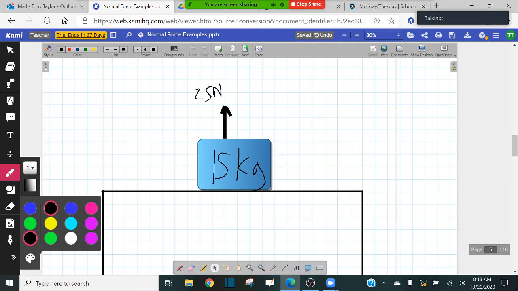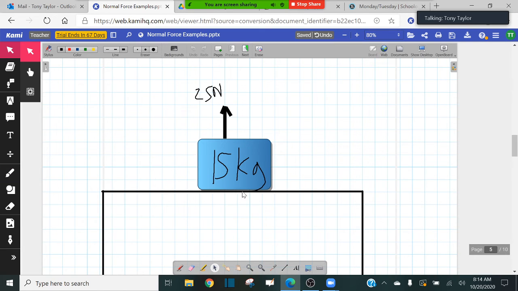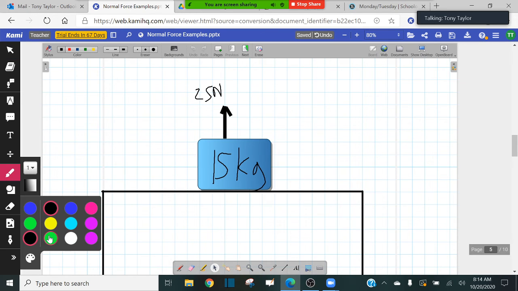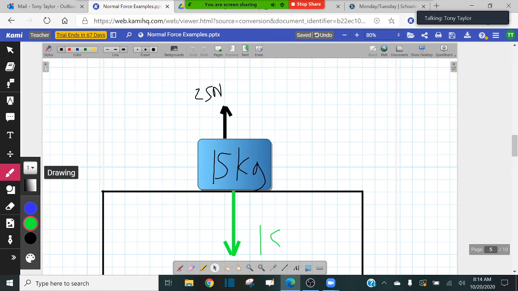So the question is, in this particular situation, what is the magnitude of the normal force between these two surfaces? In order to do that, let us draw our other two forces on our object. There's always the force of gravity acting straight down. And if this is a 15 kilogram block, 15 times 10 gives me 150. So the magnitude of the force of gravity here is 150 newtons.